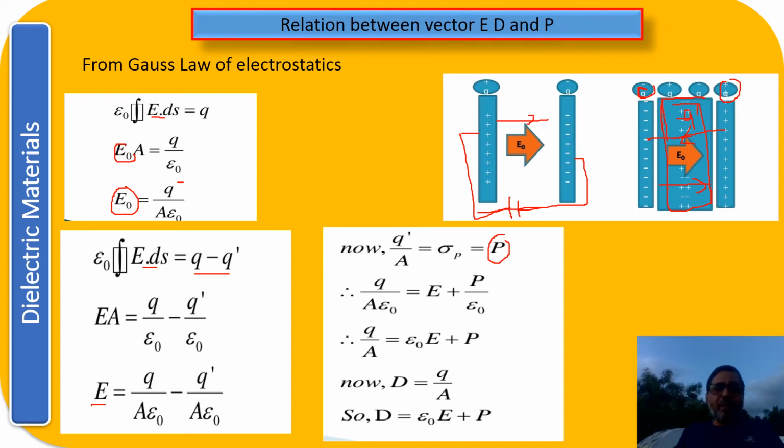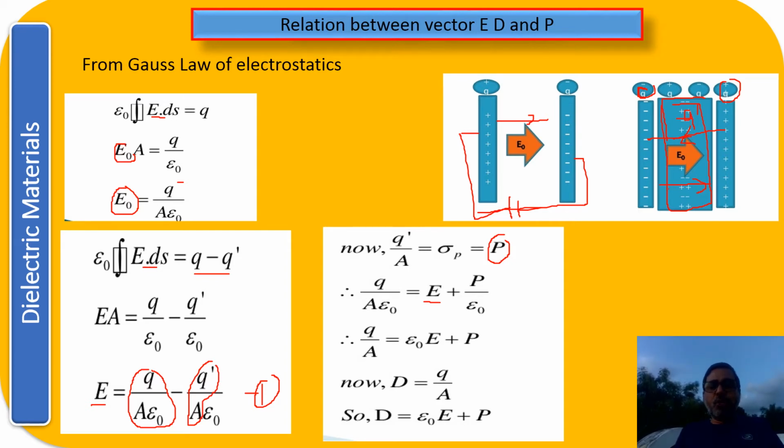So this is what I'm writing in this equation. Let us suppose I'm getting this equation as 1. This is the value I'm going to substitute. So Q dash upon A is equal to P. And the value of Q upon A epsilon naught I am going to calculate. I have just rearranged: Q upon A epsilon naught is equal to E plus Q dash upon A, and Q dash upon A is equal to P. This value has been substituted over here, so E plus P upon epsilon naught.